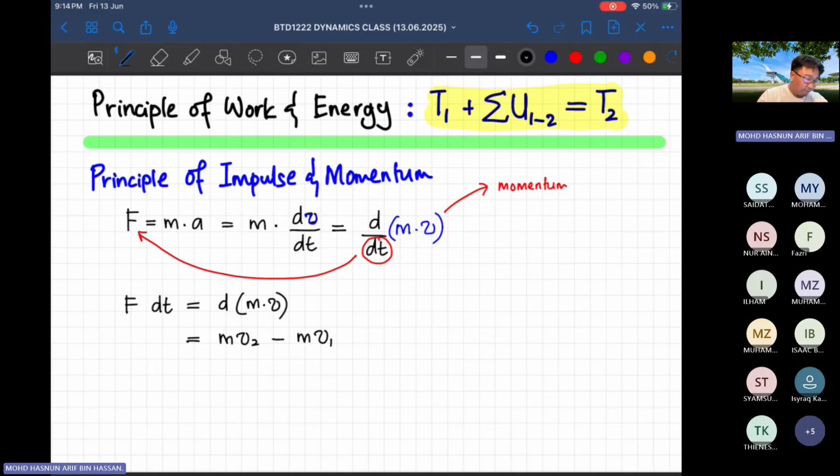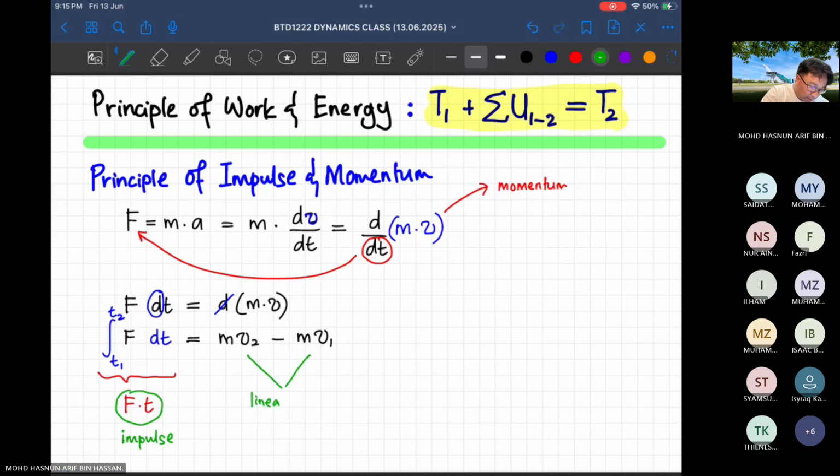Now on the right-hand side, the d has gone, because we have turned it into mv2 minus mv1. What do we do with this dt? We need to get rid of that also, so we put the integration of F dt, from time 1 to time 2. The integration of F dt gives you Ft, which we have discussed previously is the impulse. And mv is the momentum, or linear momentum.